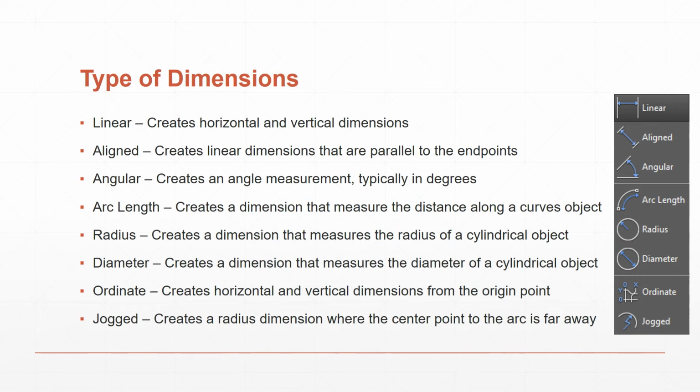When you're using different types of dimensions, you're going to have a linear dimension. You're going to have all these different lines, arc lengths, radiuses, ordinate dimensions, and jog. And remember, all this stuff is controlled inside of your dimensioning style. So you can select these dimensions, but if they're not appearing correctly, change your dimensioning style and get them to change correctly. Now, if you're only going to do it for one dimension, then I would suggest you create that and modify that in your properties.